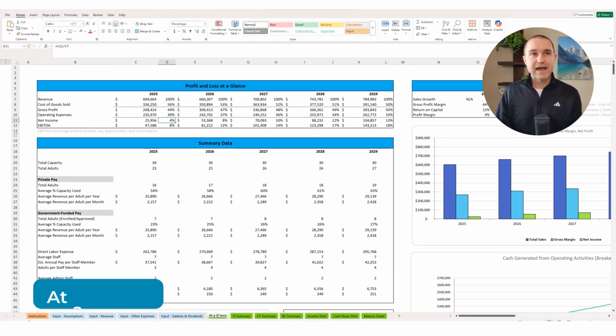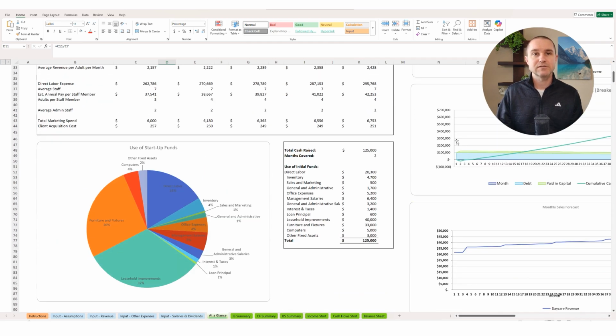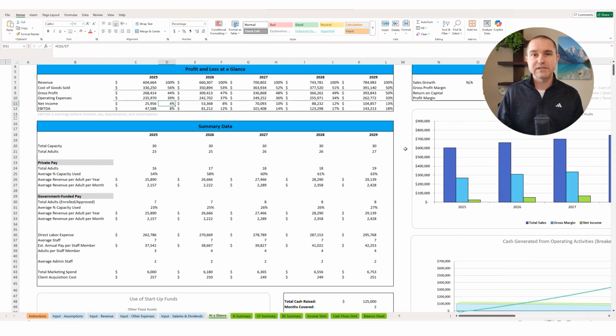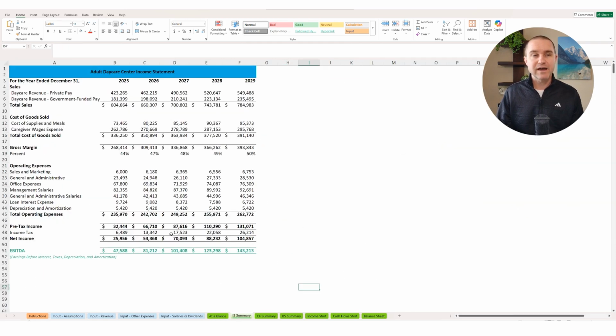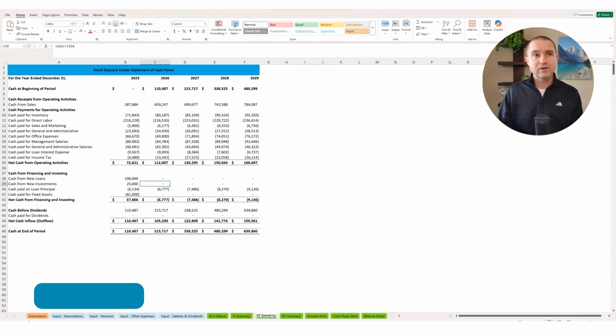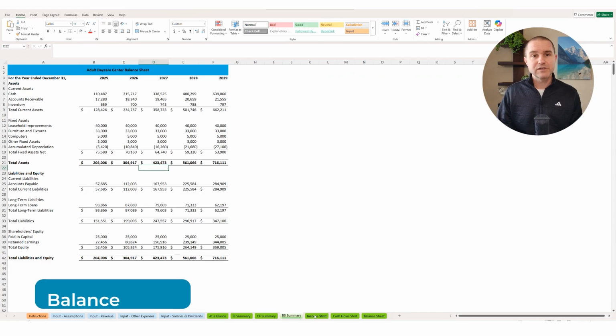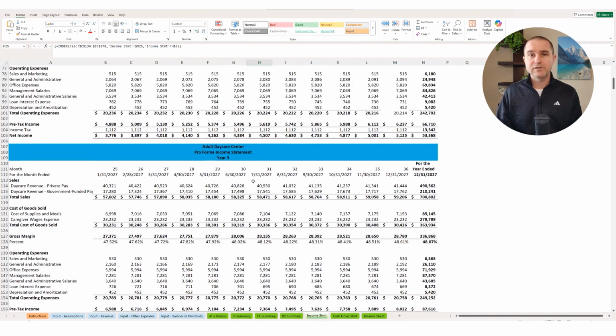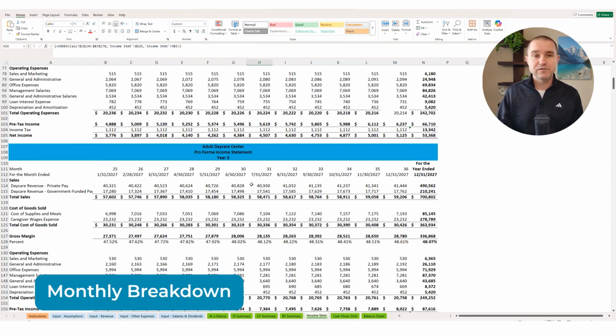All right, so I'm going to start here on the At a Glance tab. And this is kind of the end of the process. So after we have filled out all of our assumptions, this is what you're going to get: a profit and loss at a glance, some key ratios, some graphs and charts that could be helpful to pull into a presentation or a business plan. You've got a 5-year income statement summary, a 5-year cash flow summary, 5-year balance sheet, and then the income statement, cash flow, and balance sheet all broken down by month for each of the 5 years.